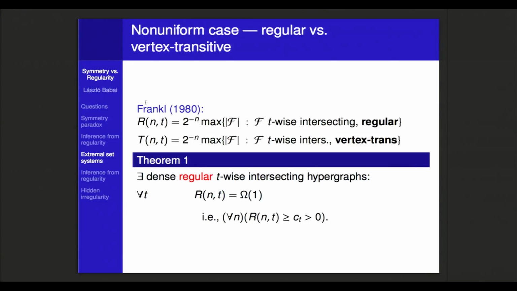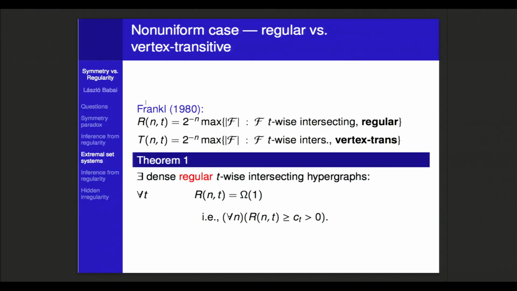Now Frankl considered then these 2 quantities. So suppose we look at t-wise intersecting regular hypergraphs. What is the maximum density? That's R(n,t). And if we say it is t-wise intersecting and vertex-transitive, so every vertex is equivalent under automorphisms, that's T(n,t). And then the question is, what can we say? How do these densities compare? So the maximum density of a regular hypergraph and the maximum density of a vertex-transitive hypergraph that is t-wise intersecting, and the interesting case now will be when t is at least 3.